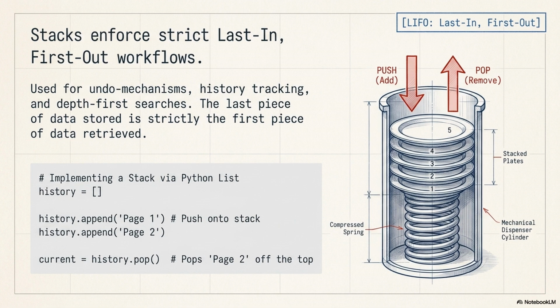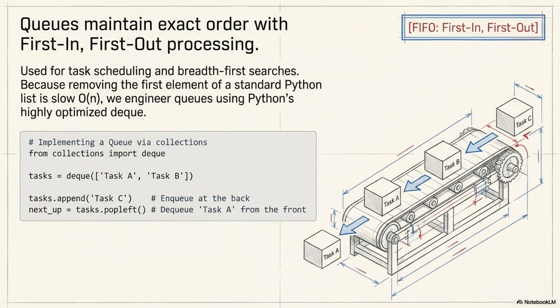The mental model is simple. A stack asks, "What was the most recent thing?" A queue asks, "What has been waiting the longest?" Those two questions lead to very different program behavior. If you mix them up, an algorithm can still run, but it may explore the wrong path or process work in the wrong order.